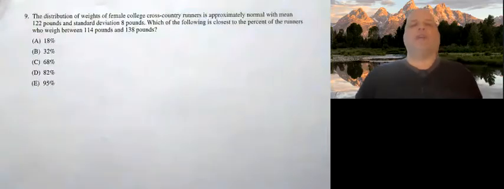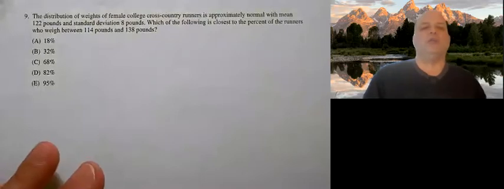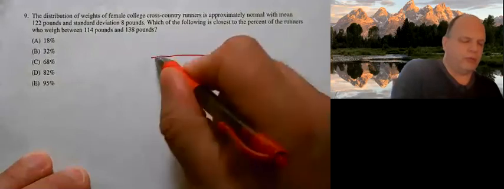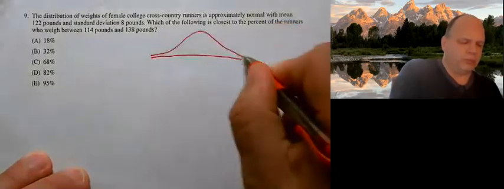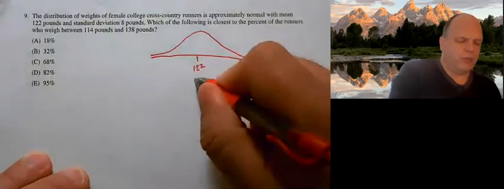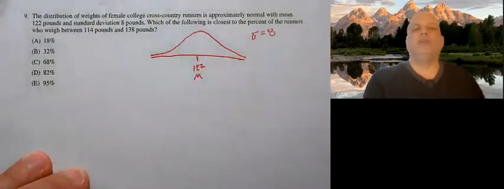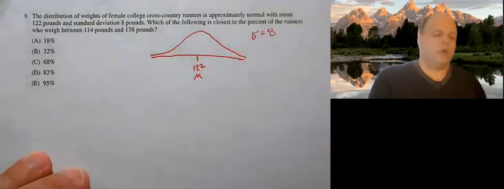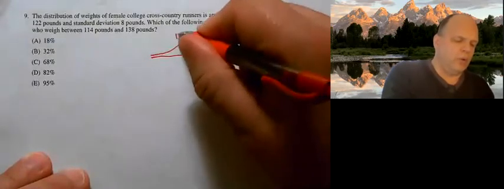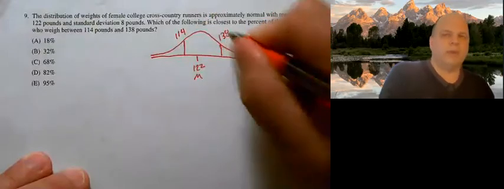The distribution of weights of female college cross-country runners is approximately normal with a mean of 122 and a standard deviation of 8. So if I'm drawing a picture of this, I have a mean of 122, and I have a standard deviation equal to 8. Which is the closest to the percent of the runners who weigh between 114 and 138? So 114 to 138, this is what I'm looking for.